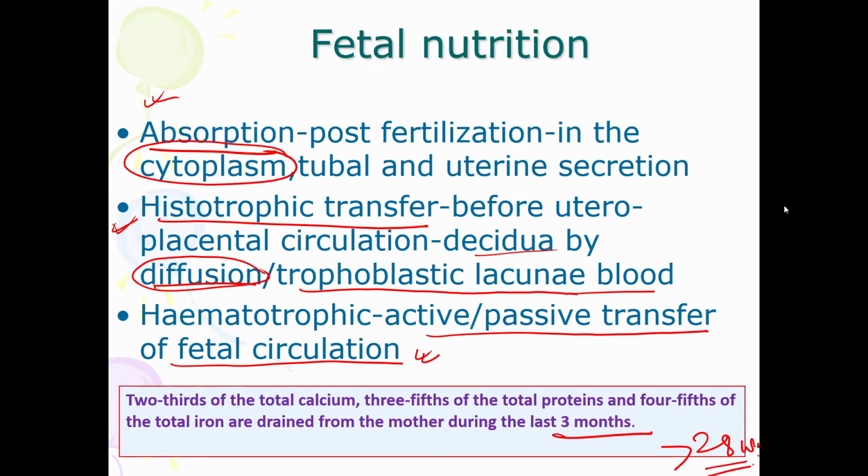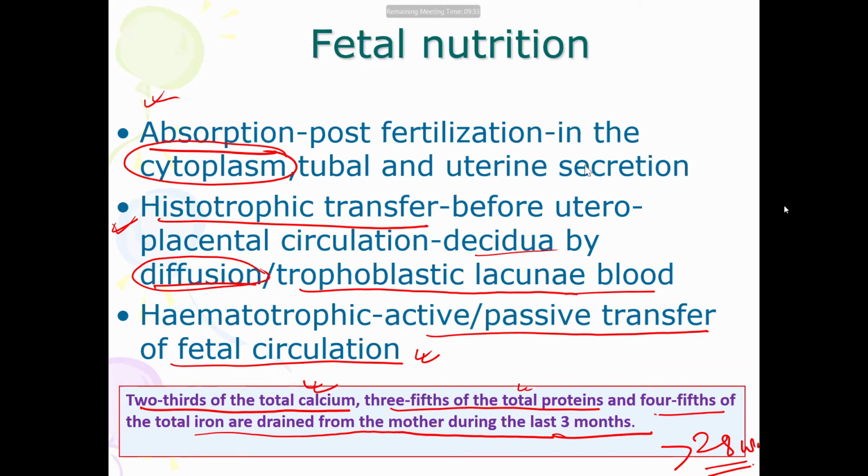So to make sure that the patient is not anemic, since the total iron is drained from the mother, to make sure the mother is not anemic, that's why we give iron supplements. Similarly, 2/3 of the total calcium is drained from the mother, so that is one reason why we supplement calcium as well. And 3/5 of the total protein.